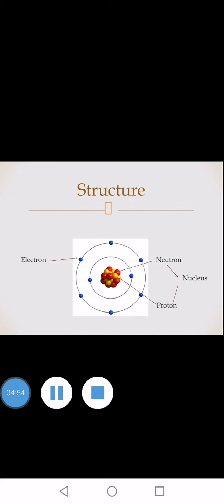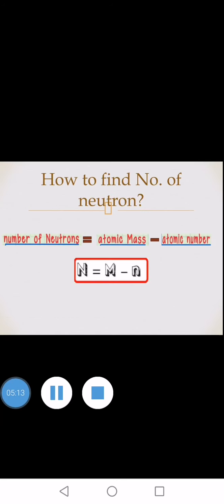Here you can see the structure. The blue balls which revolve around the nucleus are called electrons. Inside the nucleus, you can see the red and yellow balls. Yellow represents the proton and red the neutron. They both collectively make up the nucleus.